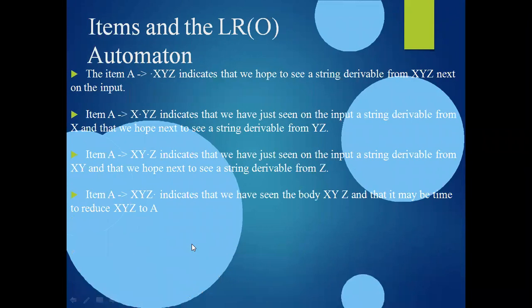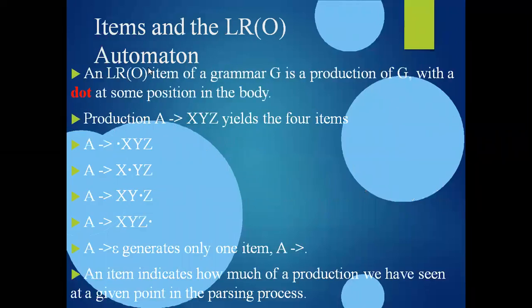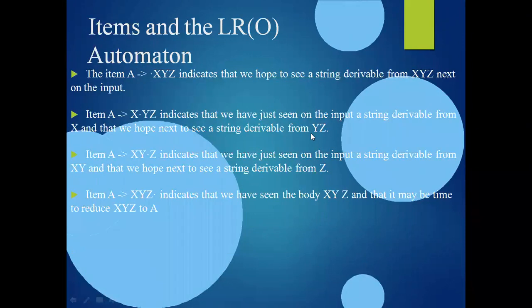And next, see how it moves forward. In the last slide, for the production A tends to XYZ, it yields 4 items. What are the 4 items? See, the item A tends to dot XYZ. Initially the dot is at the starting of the right hand side, that means after tends to, we should place a dot. Then by computing the goto function, this dot moves forward like this. Then this dot moves forward like this.